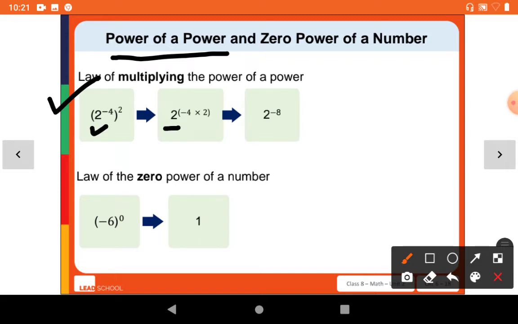Hence 4 into 2 is 8, but 4 was negative, therefore here it is also negative with the power. So the answer is 2 raised to power minus 8. Okay. The next is zero power of a number.